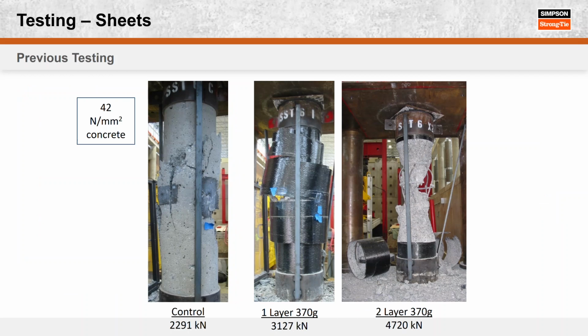So this, I believe, was 370, I think is our 22-ounce carbon fabric. But we have control, 1 layer and 2 layer. And the one on the right, you see that column basically blew up. It was so strong that once it finally broke, the fabric broke, the column just exploded. So from what I hear, pretty exciting testing.